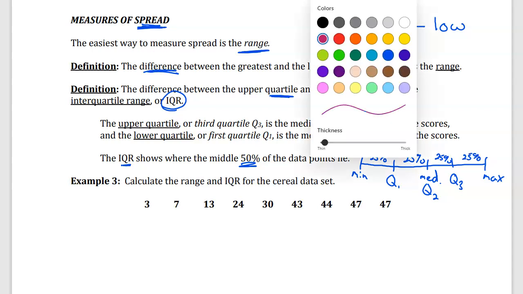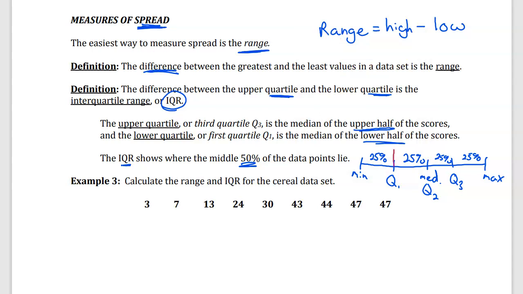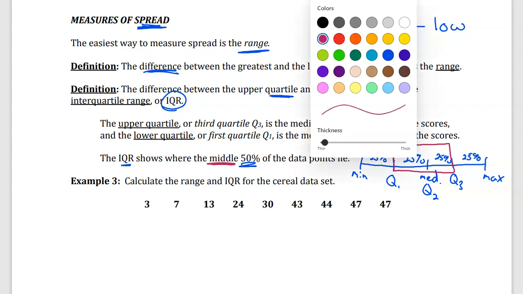Well, the interquartile range is the difference between these two values, Q3 and Q1. Notice that the box is in that middle 50%. I have 25% over here, 25% over here. It's my middle 50%. And that's what this is saying: it's the middle 50% of our data.